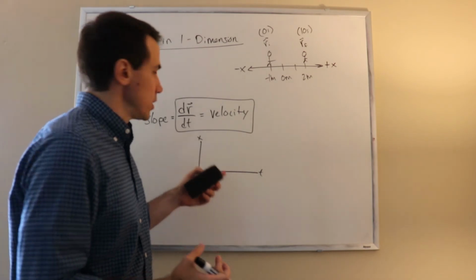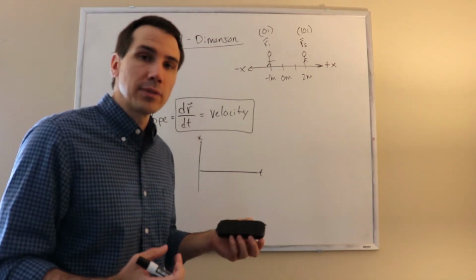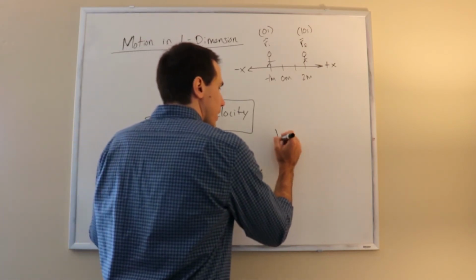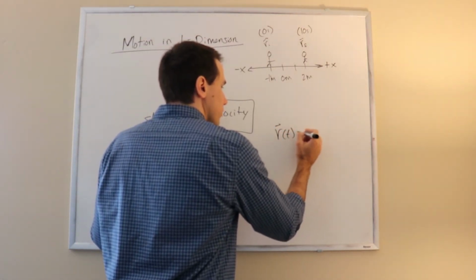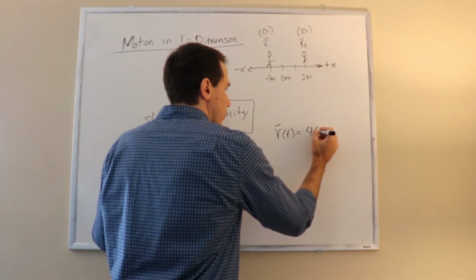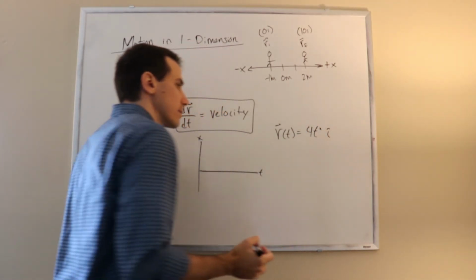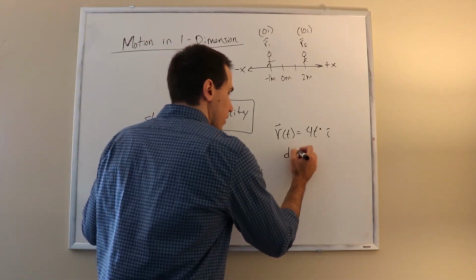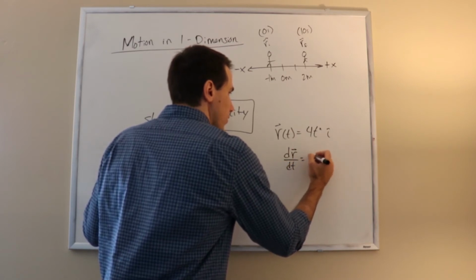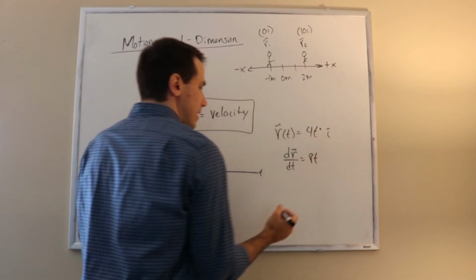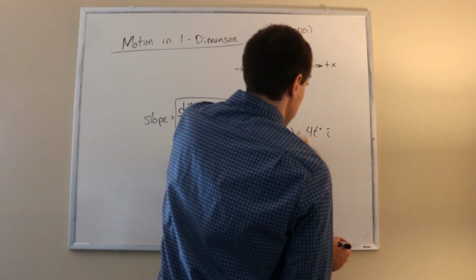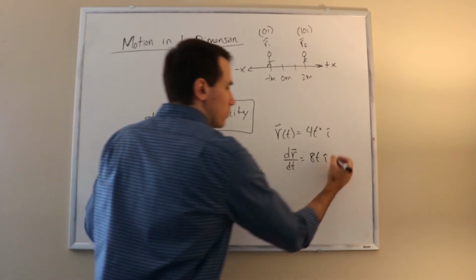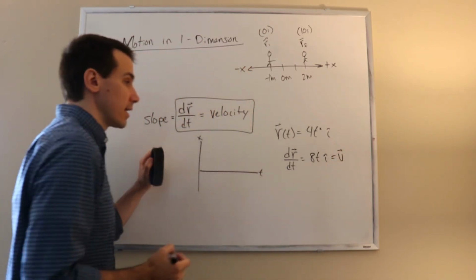To actually use this equation, we would need to know something about the position as a function of time. So for example, if my position as a function of time is 4t squared I hat, right? Well, then I know that dr/dt looks like 8t I hat, and that would be my velocity at any given moment.